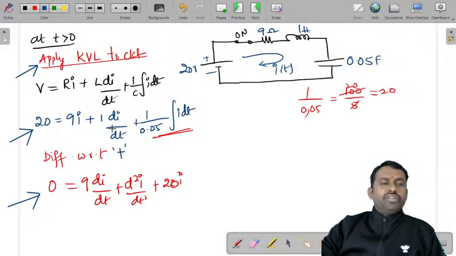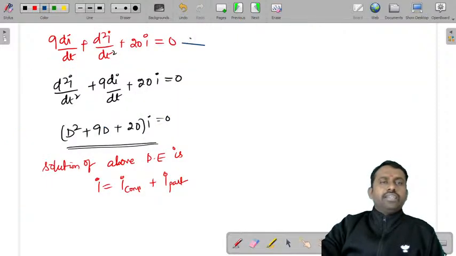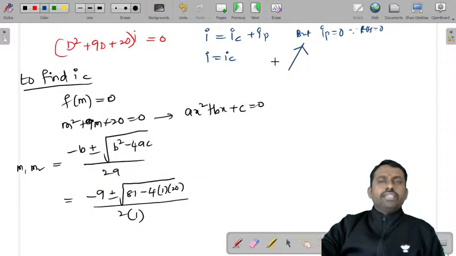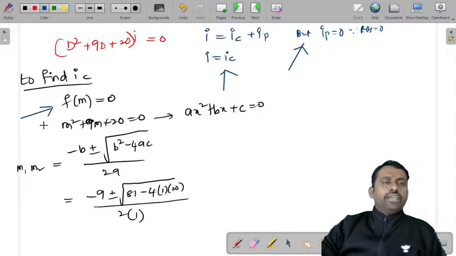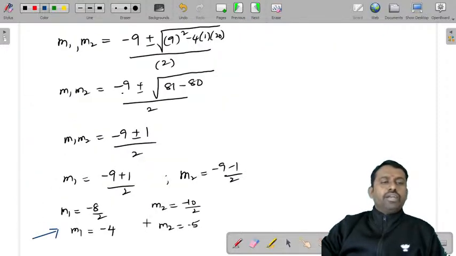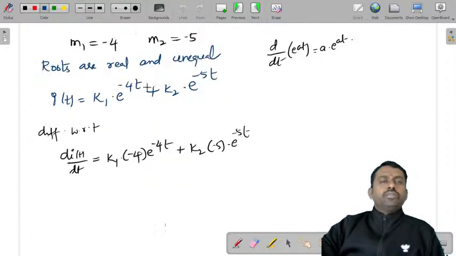With respect to t, if you differentiate you'll get this, and this has an RHS 0. You can also write this differential equation as D² + 9D + 20 multiplied by I is equal to 0. It has both complementary and particular integrals. So particular integral will be 0 because RHS is 0. So the solution is I = IC. Complementary function is found by considering the auxiliary equation. It is a quadratic equation, so you'll get two roots. So we got two roots as -4 and -5. So the solution will be k1 e^(-4t) and k2 e^(-5t).